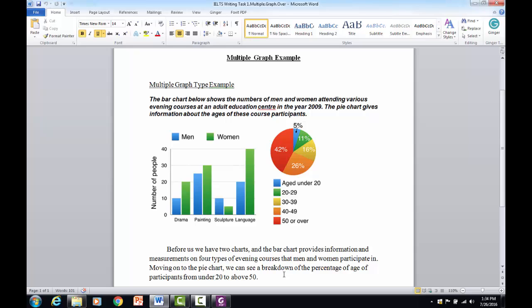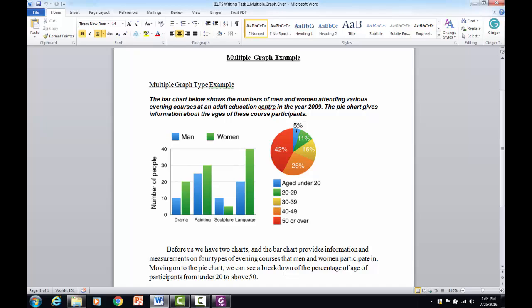for your introduction you need to do two sentences. You need to do one sentence describing the bar chart, and you need to do another sentence describing the pie chart. Now, if you're really talented, you can describe them both in one sentence using a compound complex sentence. And if you can really show the ability to do that, you can really score some good points with the graders.